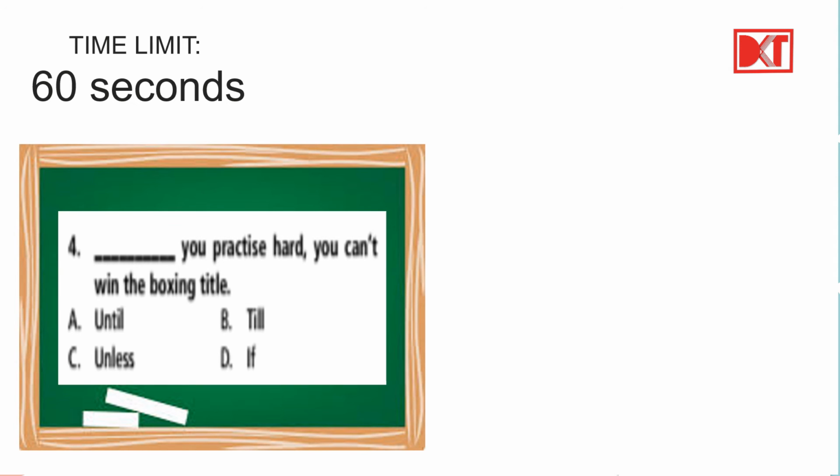Okay, here, dash you practice hard, you can't win the boxing title. The options are A, until you practice hard, B, till you practice hard, C, unless you practice hard, or D, if you practice hard. Now here the correct answer is C, unless you practice hard, because this is providing a certain condition. First you have to practice hard, then only you'll be able to win the boxing title. So unless you practice hard, this is a condition. You can't win the boxing title.